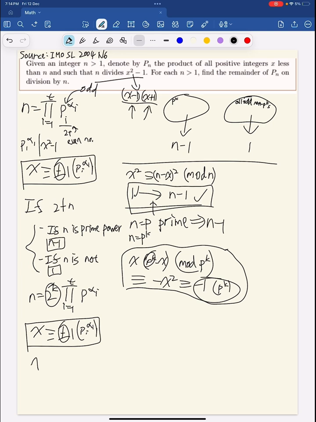Let's write this down. So x will be congruent to plus or minus 1 mod 2 to the k minus 1. Then everything is similar. However, there is something to notice right here. If k actually equals 1, then the 2 out here is just saying that x must be odd.